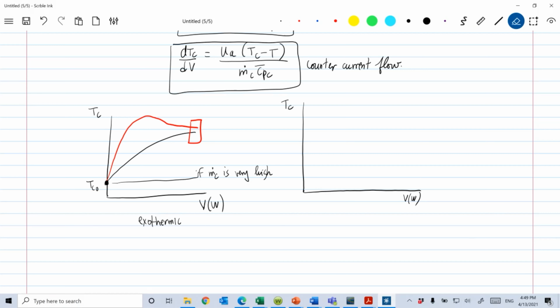Here's what I'm gonna do. I'm gonna erase this so that we don't get confused in the long run. Next class, we'll go over it again. So your coolant temperature is gonna start here. It's just gonna go down because it's just giving heat to the reactor. So this is endothermic. That's what you could expect your coolant to look like, but it could look different over time with different conditions.